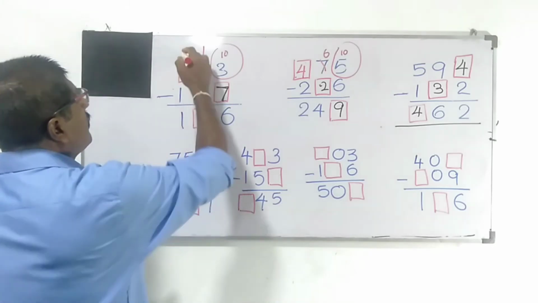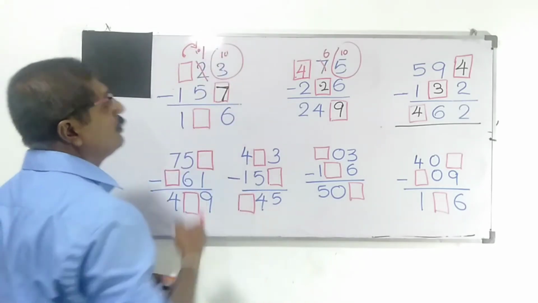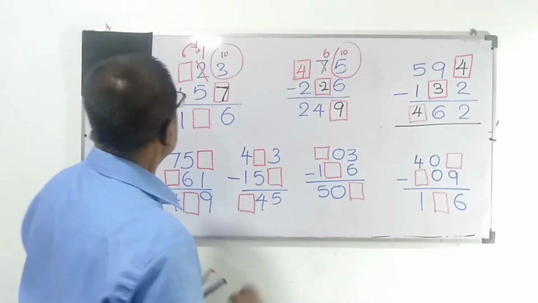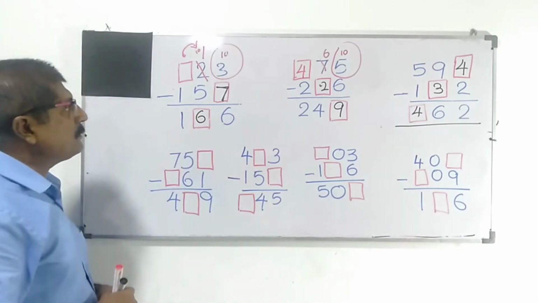Then you have taken 1 from this side. Then that one becomes 10. Altogether there are 11 on that side. From 11 you subtract 5. The answer is 6. Here comes the problem.